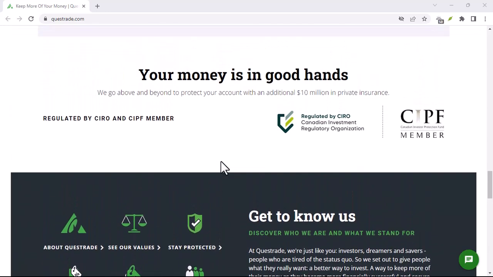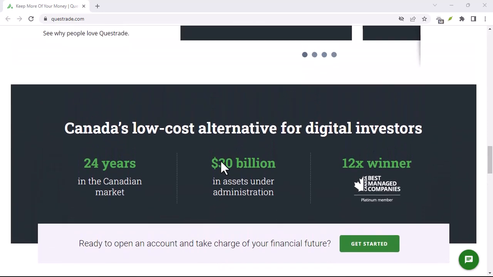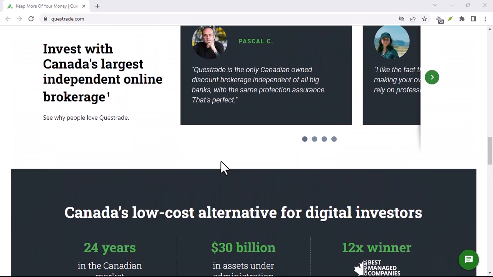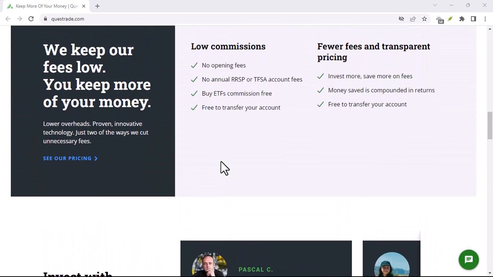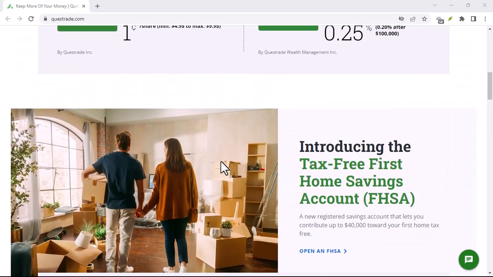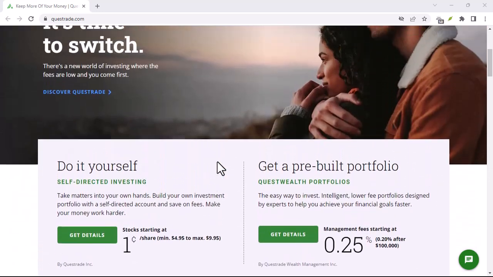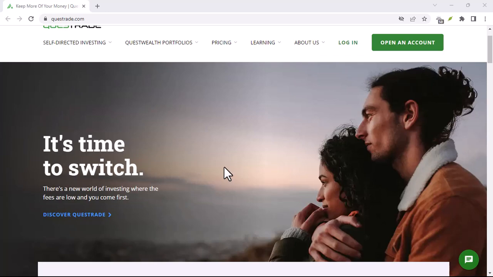Today, we're going to demystify one of Canada's most popular online brokerages, Questrade, and break down their account types. We'll strip away the jargon and give you a clear, concise understanding of what each account offers so you can make informed decisions about your financial future. Whether you're a seasoned investor or just dipping your toes into the market, understanding these account types is crucial.